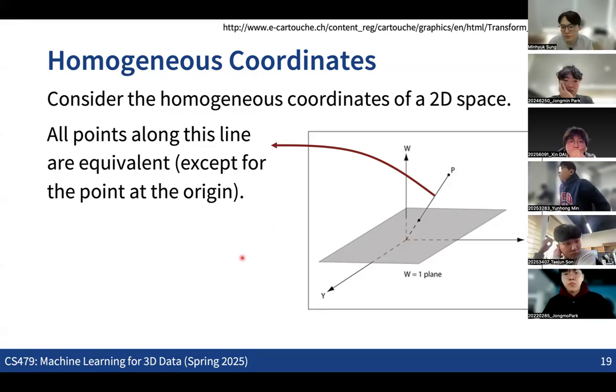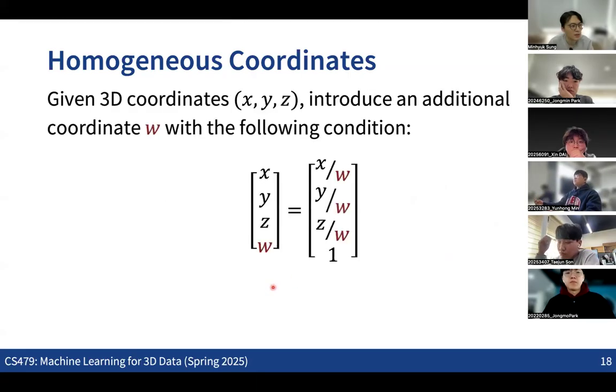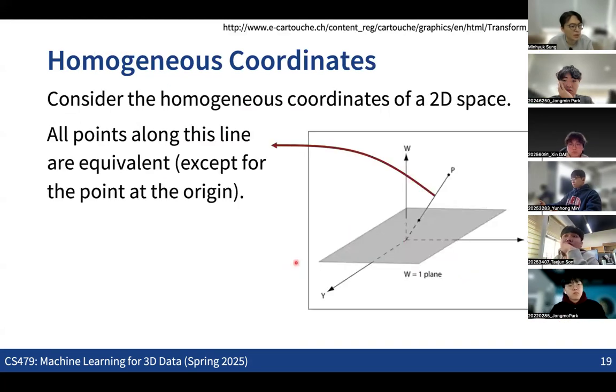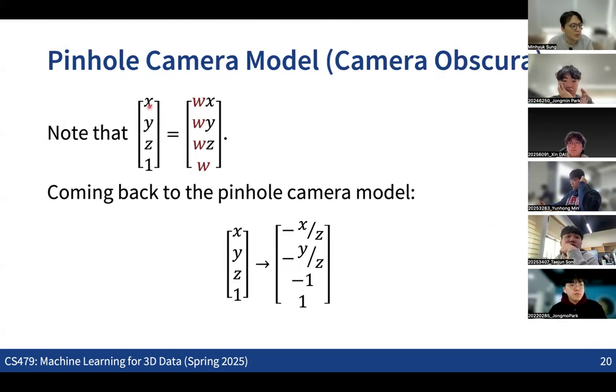Based on that, the reason we are talking about homogeneous coordinates is that we want a matrix form to represent this mapping, the projection of the pinhole camera. What we can see is that when you have the x, y, z coordinates with the additional dimension of one, this point is equivalent to having these coordinates multiplied by some scalar, right?